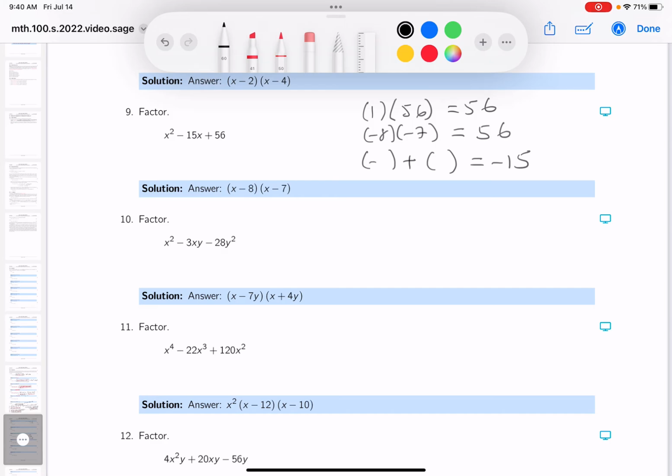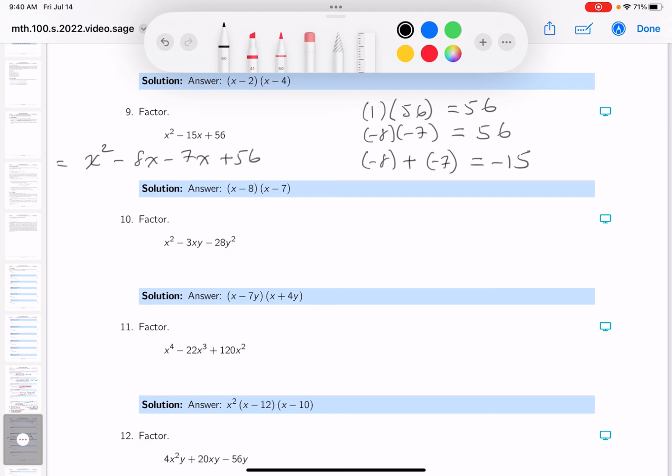You should see some similarities between trial and error and the AC rule. But anyway, minus 8 times minus 7 is 56, and minus 8 plus minus 7 is minus 15. What I'm going to do now, take this middle term and divide it into minus 8x, it doesn't matter what you put down first, by the way, and minus 7x.